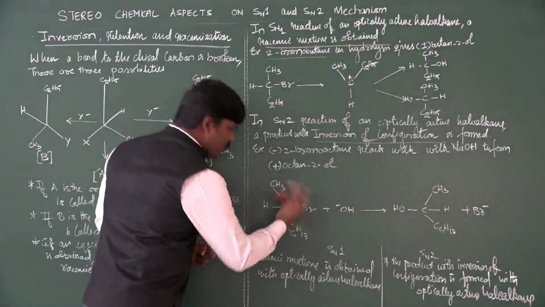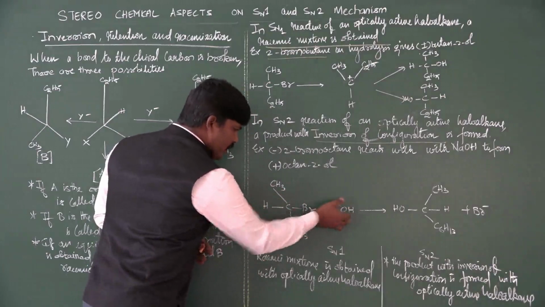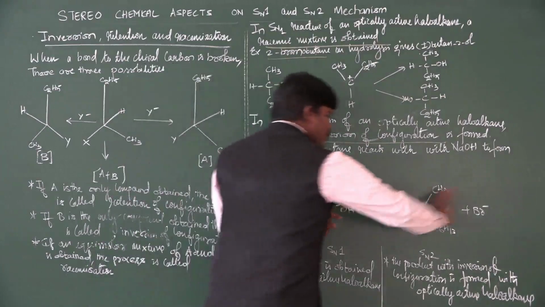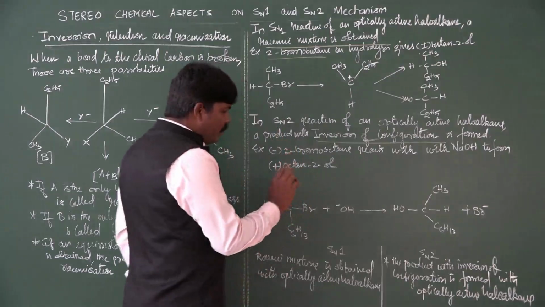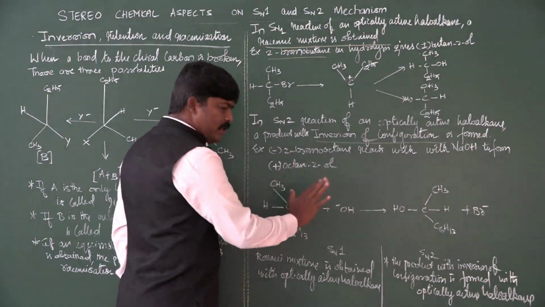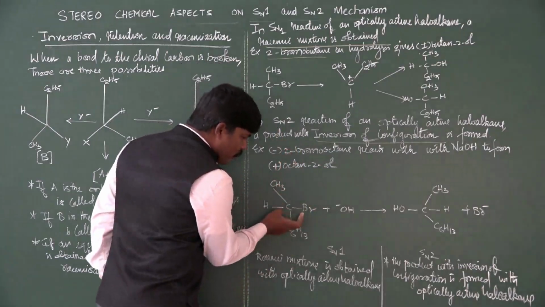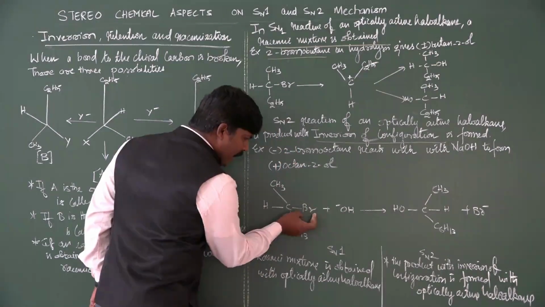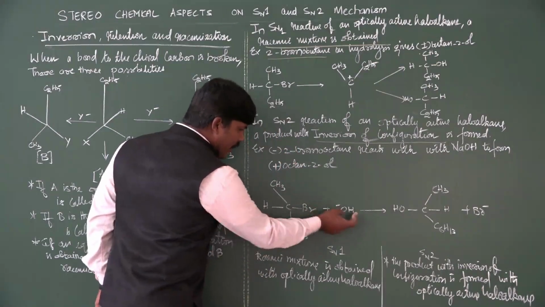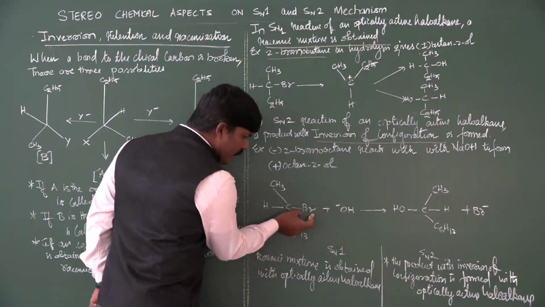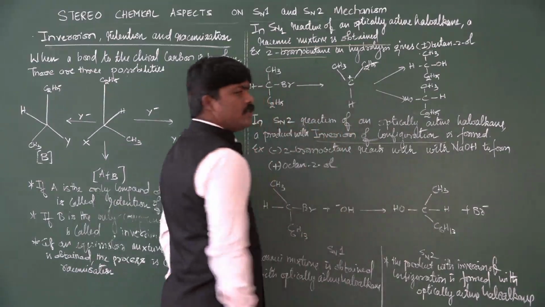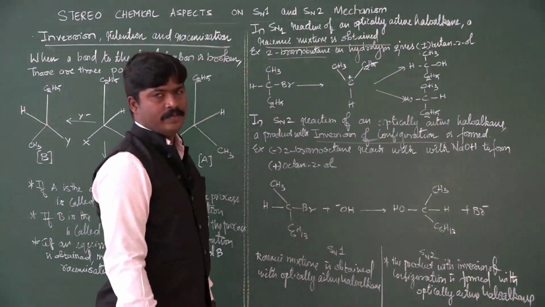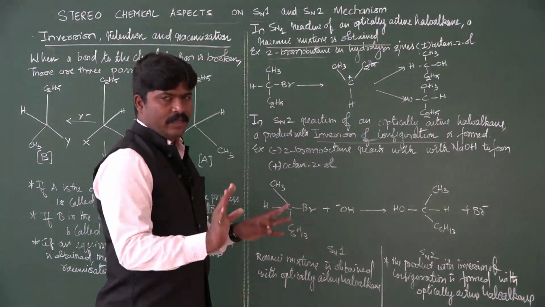But what is happening? The configuration is getting reversed. H is going to the other side. The OH attacks from the rear side of the bromine, and the groups move to the other side. That means there is an inversion. Of course, the CH3 and C6H13 remain the same. But think about bromine: OH replaces the halide, and as OH replaces the halide, it undergoes a process called inversion of configuration. So we are very clear.